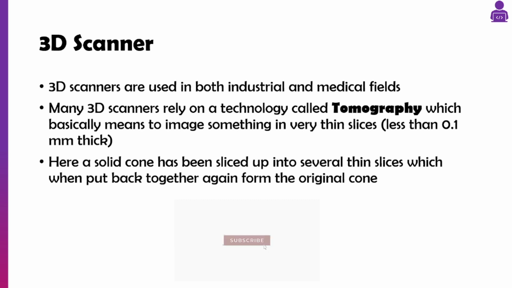Then we've got 3D scanners, which can use technology called tomography, which essentially slices an image up into very thin slices, so we can use it in 3D printing or to get a good scan of what something looks like in a 3D format.